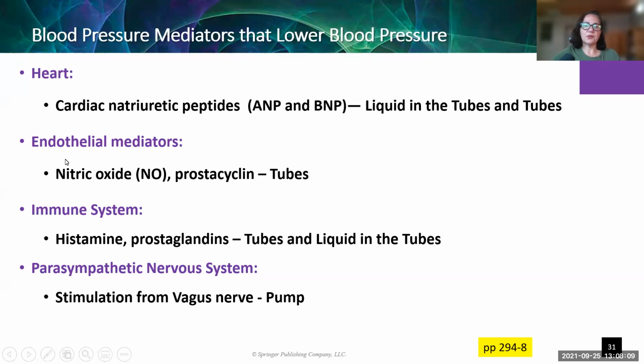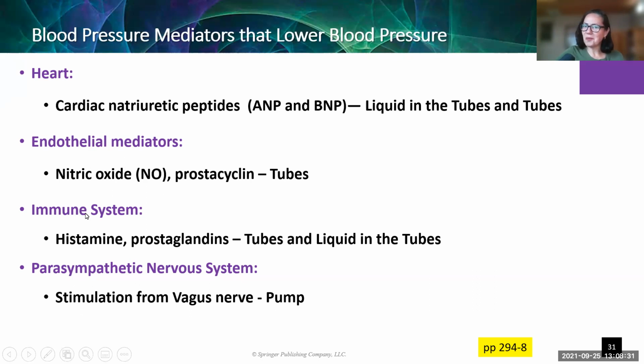Then remember, endothelial mediators: the endothelial cells inside the blood vessels can produce nitric oxide and prostacyclin. Both of those can cause dilation, relaxation, and they also inhibit clotting.